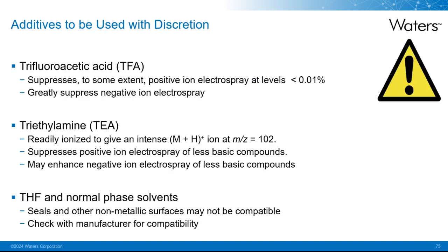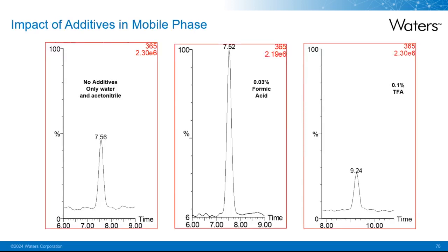Although many of these additives can be used with MS and are compatible, some should be used with a bit of discretion, and that includes TFA, which can suppress negative ionization and, to a lower extent, suppresses positive ionization as well. Triethylamine also can suppress ionization, and this is more likely to occur in positive ESI. Lastly, some mobile phases like THF and normal phase solvents may not be compatible with all of the components in the mass spec.